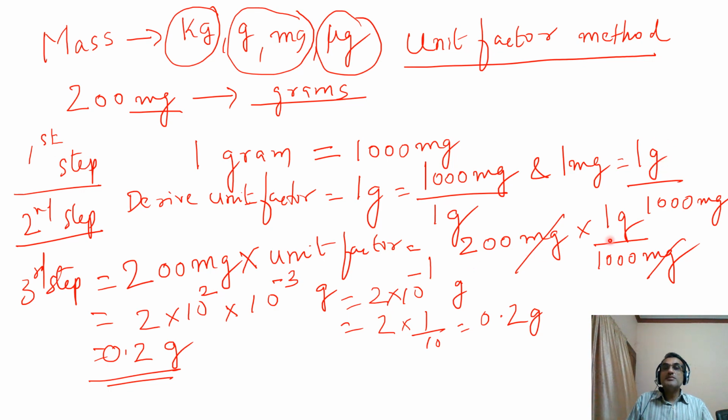So 200 milligrams into 1 gram divided by 1000 milligrams. Milligram and milligram will cancel. I'll be getting 200 divided by 1000.